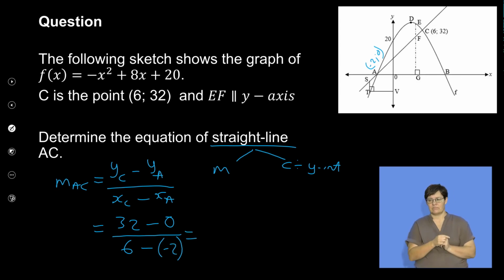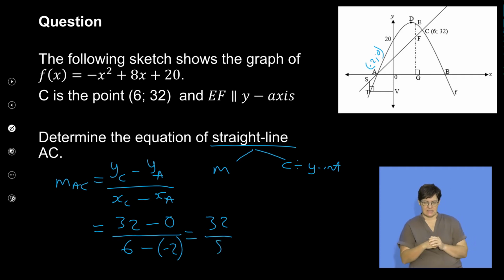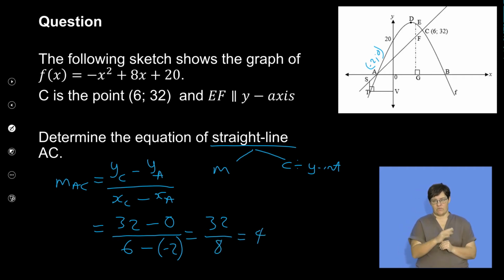So this will be 32 over 6 minus negative 2, which is the same as 8, and this will give me 4, right?